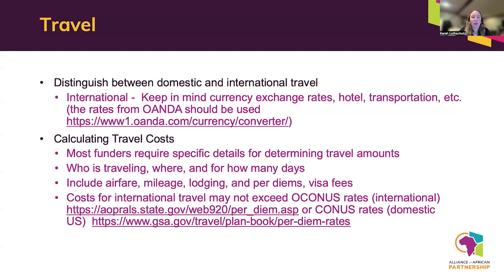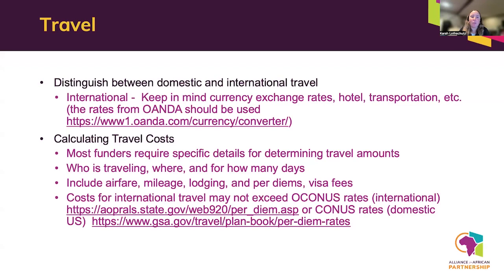So the next section is travel. To distinguish between domestic and international travel, for international, keep in mind the currency exchange rates. This can be hotel, transportation, etc. So usually we use these rates from Awanda that is linked right below here in the slides.